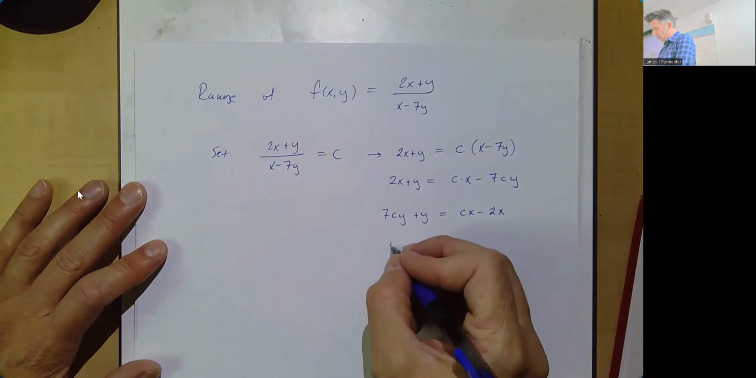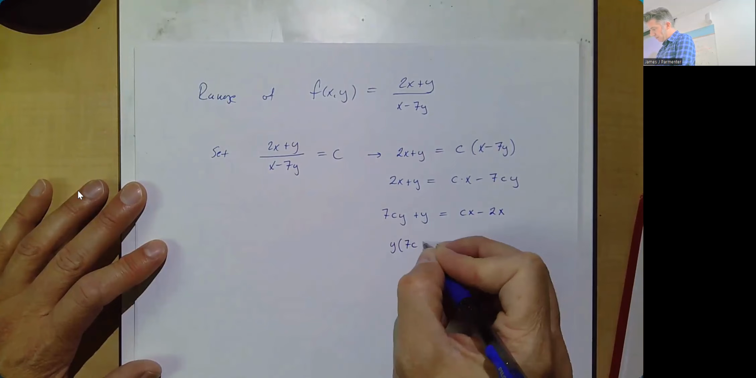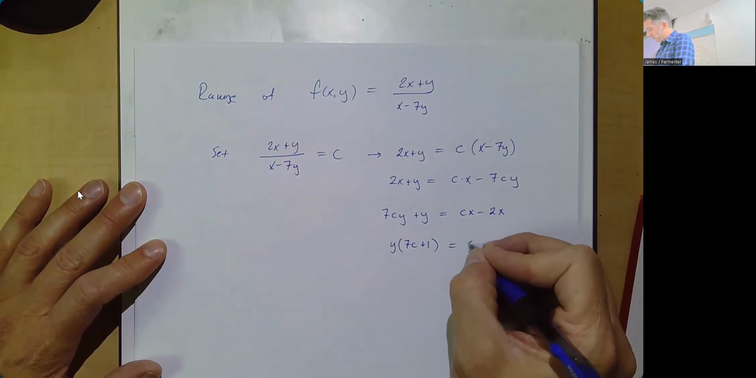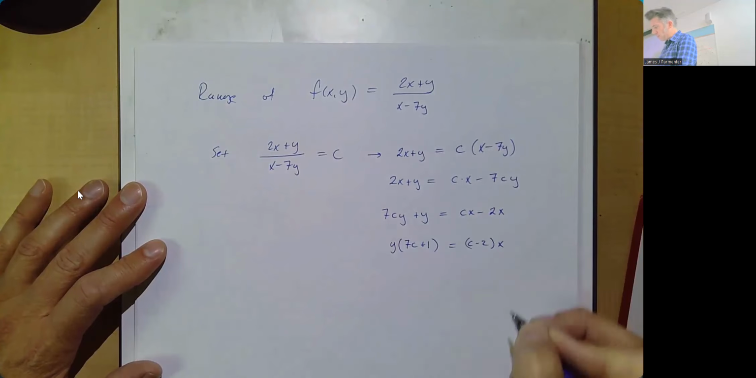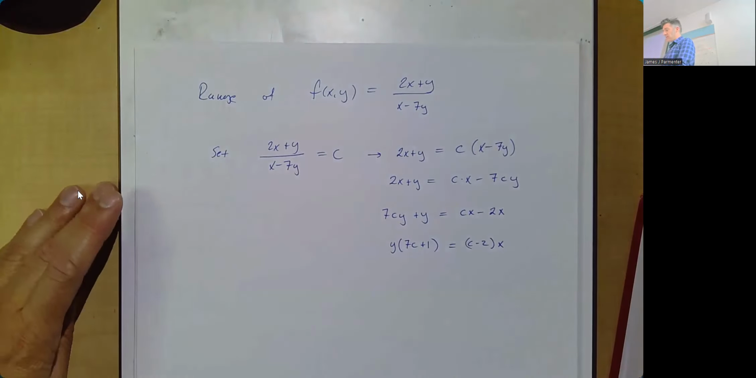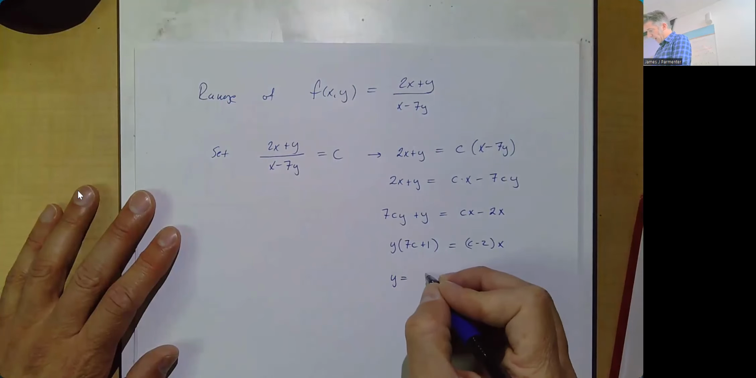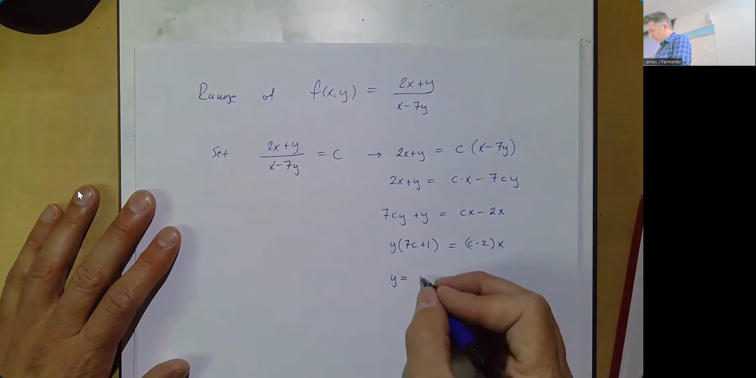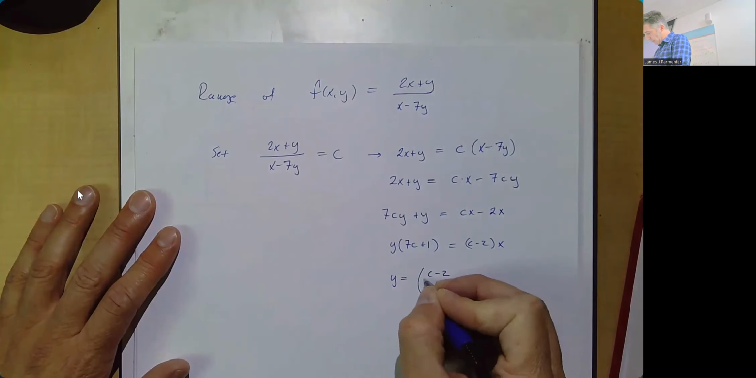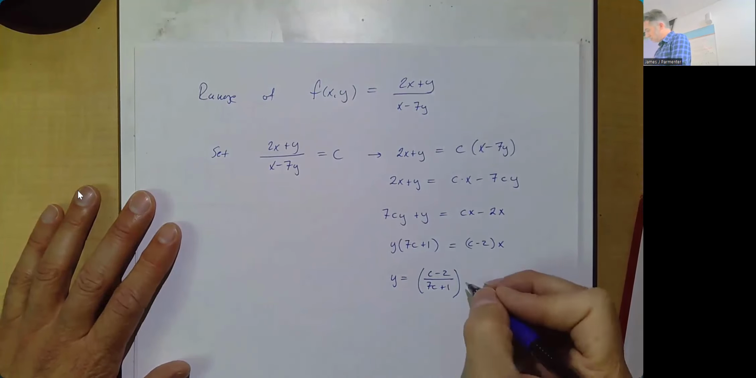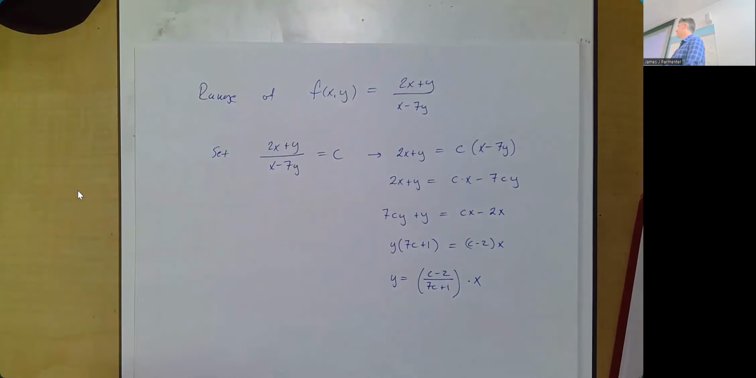Factor out a y. And you might as well factor out an x over here as well. To get y times 7c plus 1 equal to c minus 2, times x. And finally, y equal to, I like to write it like this, c minus 2 divided by 7c plus 1 on its own, times x.